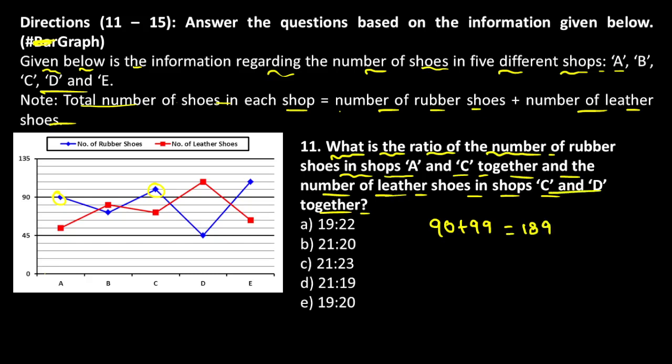C and D leather shoes are needed. C, which is 5, 6, 7, 8, 72. D, 10, 11, 12. Okay, 108. 72 plus 108, 180. Very good. Adding the ratio, 189 is to 180. It is 21 times 9, 20 times 9, so 21 is to 20. Option B is the final answer for this question. Then correct. Yes. Next one.